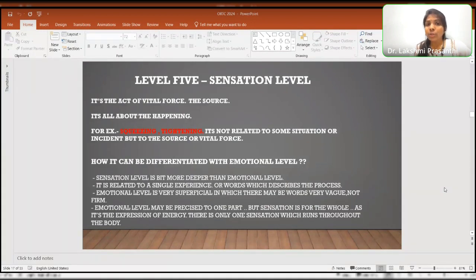So the emotional level is very superficial, whereas the sensation level is all about the vital force speaking of itself. It is the sensation as a whole. It is the expression of energy. And it may happen that there is one sensation which runs throughout the whole body, or there are various different sensations which run through the different parts of the body, depending upon the kingdom, which I'll be discussing further.